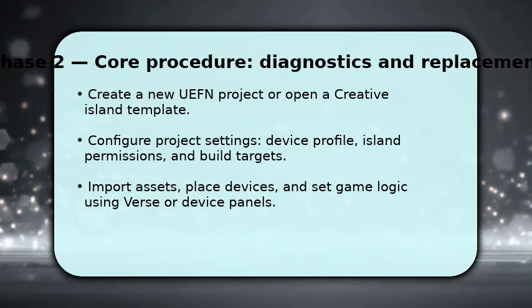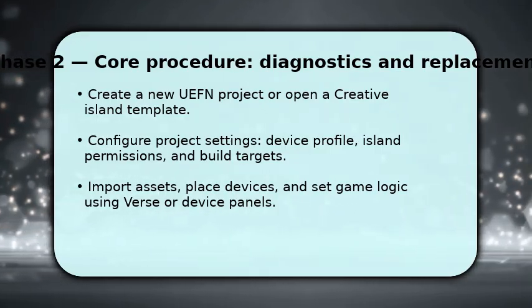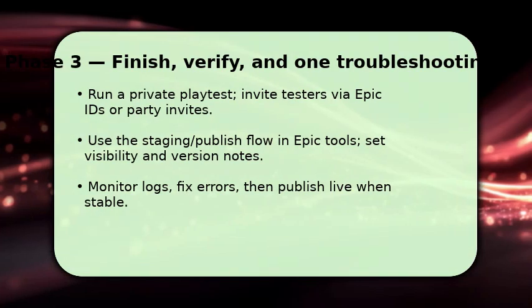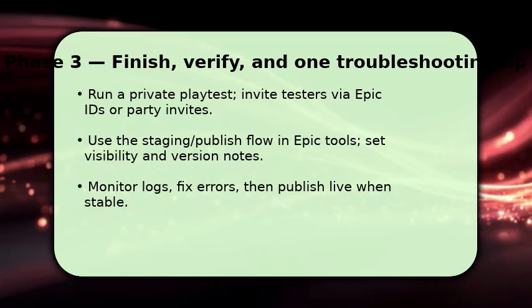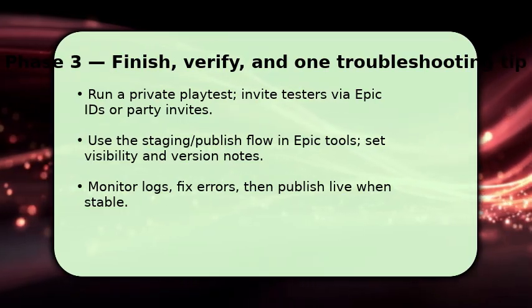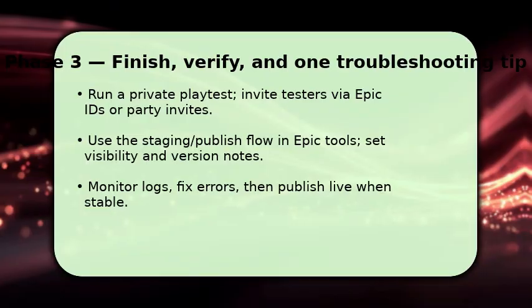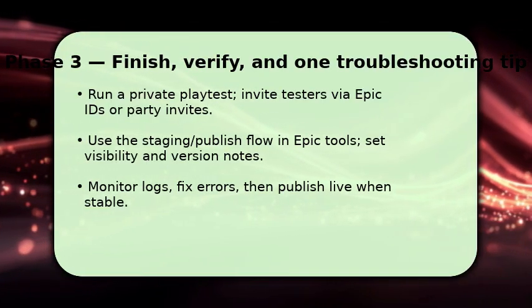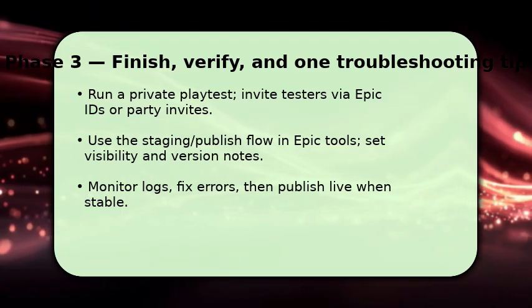As you work, save incremental builds and use the playtest window to iterate quickly. You finish by running a private playtest and inviting testers with their Epic ID so you catch issues early. Once stable, use the staging and publish workflow in the Epic Developer Portal or UEFN. Set visibility, add version notes, and upload the final build.